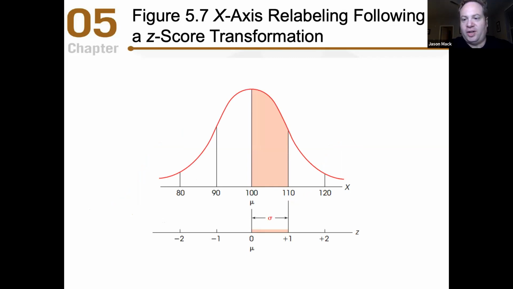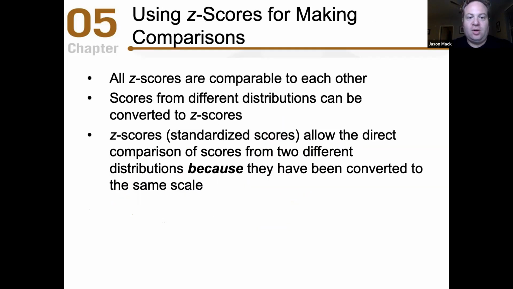Following a z-score transformation, the x-axis is relabeled in z-score units. The distance equivalent to 1 standard deviation on the x-axis, a standard deviation equal to 10 points in this example, corresponds to 1 point on the z-score scale. So all z-scores are comparable to each other. Scores from different distributions can be converted to z-scores. Z-scores, or standardized scores, allow the direct comparison of scores from 2 different distributions because they have been converted to the same scale.